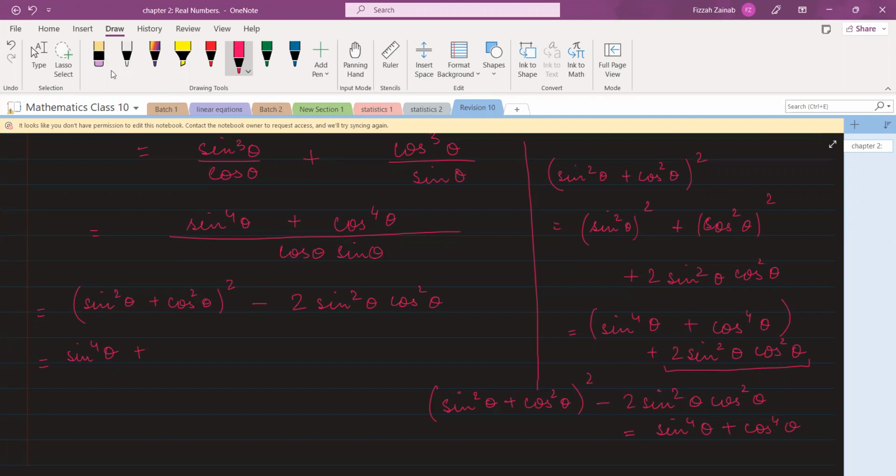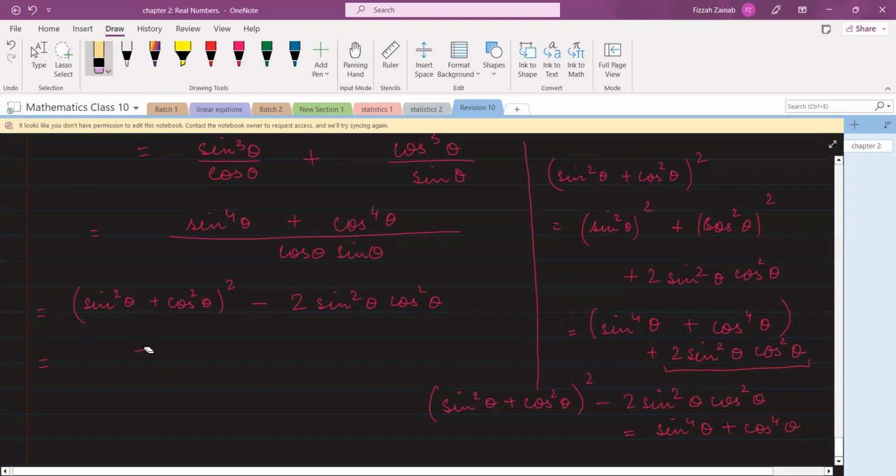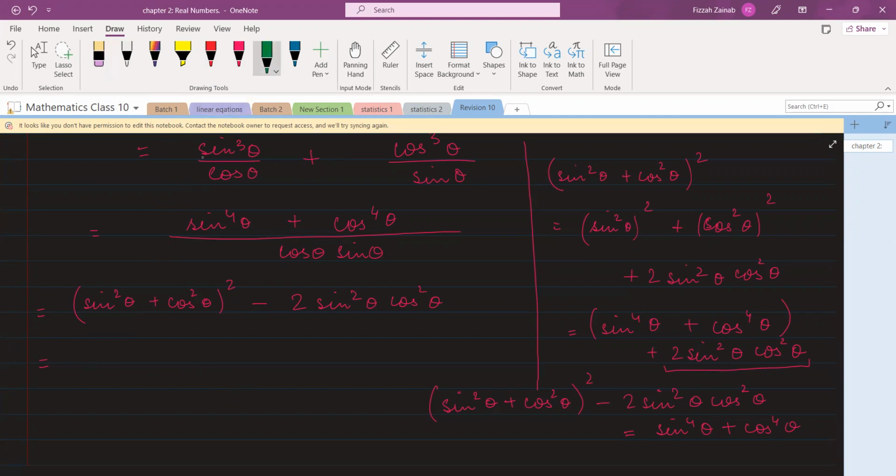No, don't make it sine 4 again. Just do something else. Okay, let us open it like this. Sine square theta whole square, right?